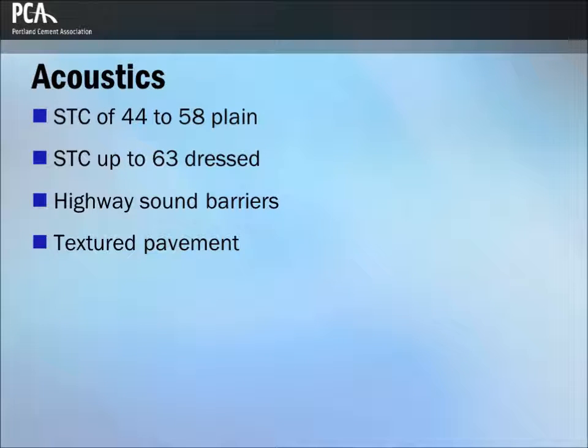Concrete can provide excellent acoustical control. The STC value is roughly the number of decibels that sound is reduced going through the wall. As-cast, unfinished concrete has an STC rating from 44 to 58. If the wall is then dressed with furring, insulation, and wallboard, the value jumps to as high as 63. In addition to building acoustics, concrete is used as highway sound barriers, and many methods have been developed to produce quiet concrete pavements.